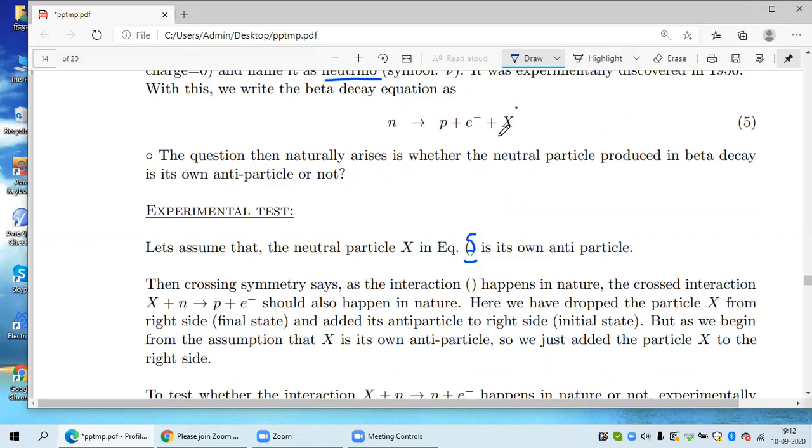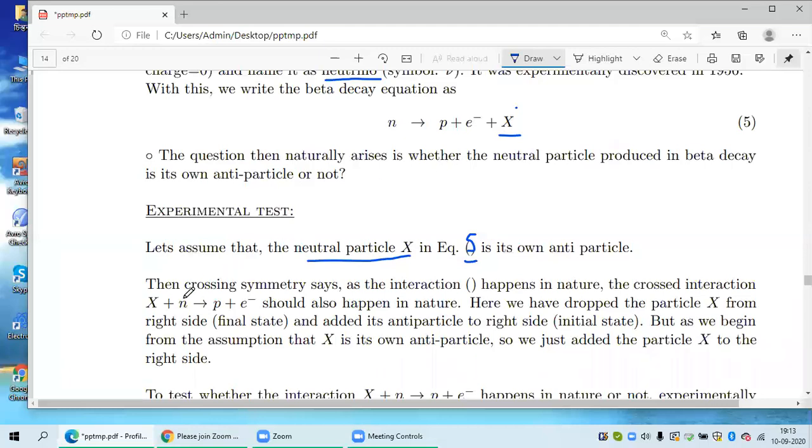See, let's assume that the neutral particle X is its own antiparticle. Now, if we prove experimentally that our assumption is wrong, that will mean that X is not its own antiparticle; its antiparticle is different from X. But if we prove that our assumption is true, then X is its own antiparticle. So we assume that X is its own antiparticle to start with. So X equal to X bar.